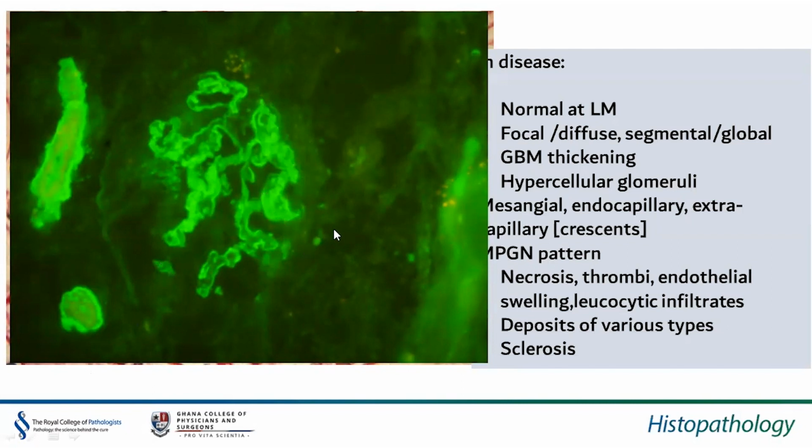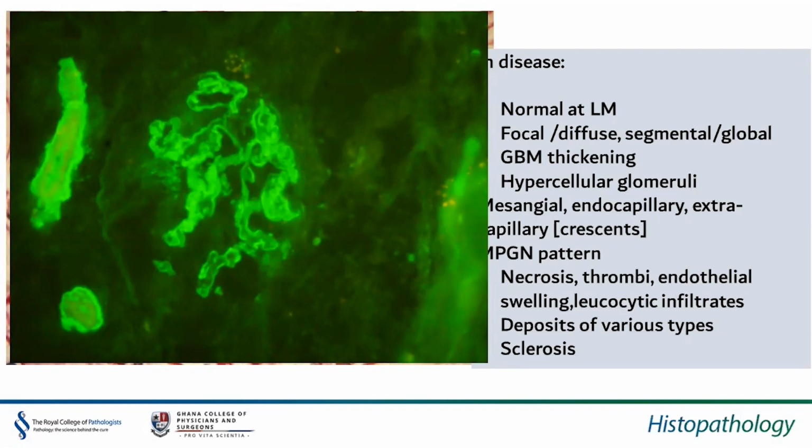One needs to evaluate the fluorescence microscopy by looking at the distribution of the deposits. Where are they present in the glomerulus? Are they in the mesangium? Are they along the capillary walls? Are they present in the Bowman's capsule? Is there staining along the tubular basement membranes? Is there staining in the tubular casts? All these have to be evaluated.